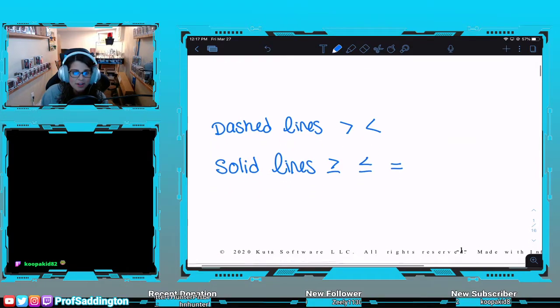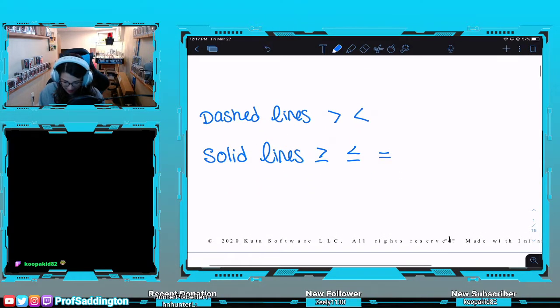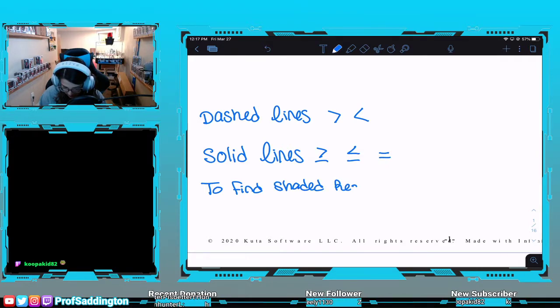And then to figure out where we are going to shade, so to find the shaded region, wow, I can't spell today, can I? I really can't spell any day.